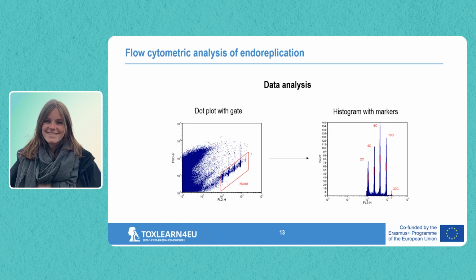Now, how do we then proceed with the data analysis? So first of all, we will obtain the so-called dot plot. And here, what we see on the x-axis is the fluorescence intensity of propidium iodide. So this is a specific detector that we use for that. And on the y-axis, we see the forward scatter. And you will already see you have a lot of dots here in this graph, and each dot represents one particle measured by the device.